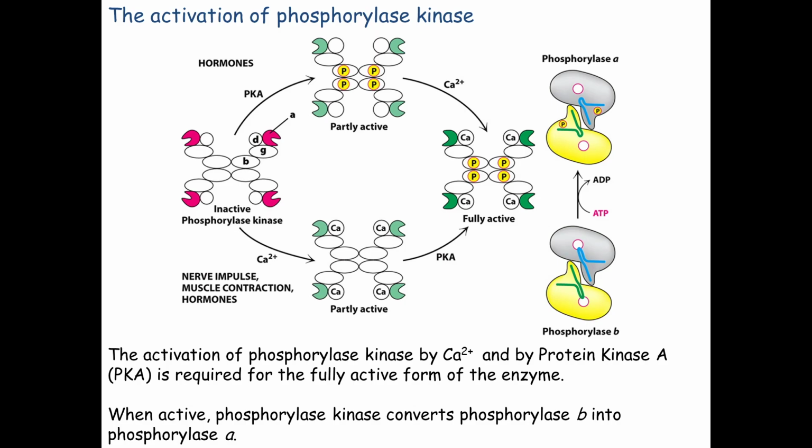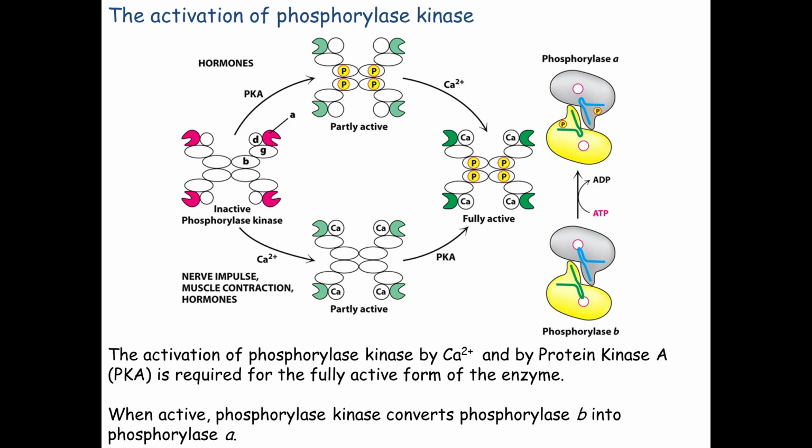So in this case, we have a fully active kinase shown on the right with the phosphates attached and the calcium attached and everything else, the little green and white shapes. But for it to be active, it had to be phosphorylated itself. Okay, so for this enzyme to work, protein kinase A had to put those phosphates on glycogen phosphorylase.